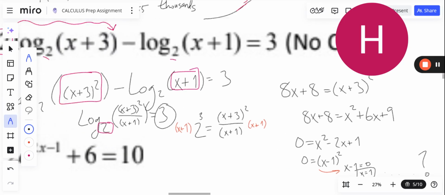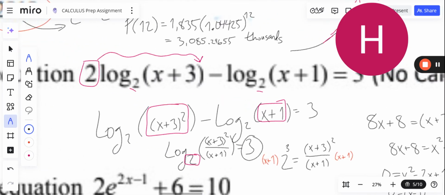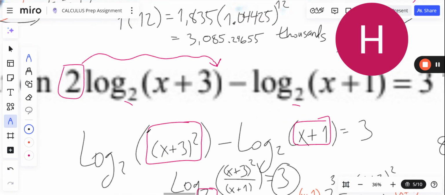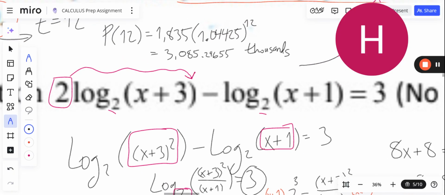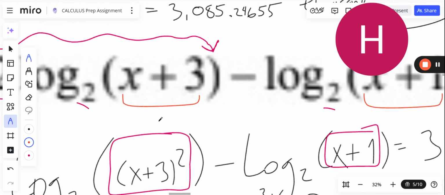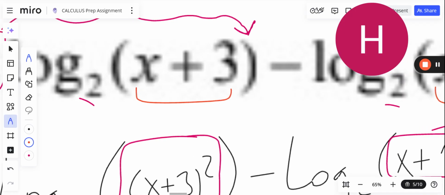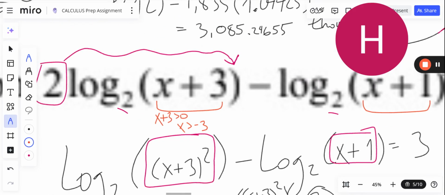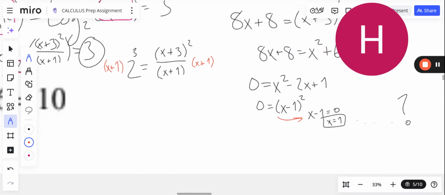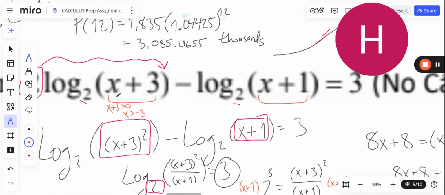Earlier in this prep assignment, we had a discussion on domain restrictions. So hopefully, if you were really locked in, you were asking yourself, what about the domain of these logs? You should always be thinking about the domain of the logs. Well, let's make sure that we know the domain of this log. This has to be greater than 0, which means x has to be greater than -3. Okay, checks out. We got x equals 1. That's definitely greater than -3. No problems here.